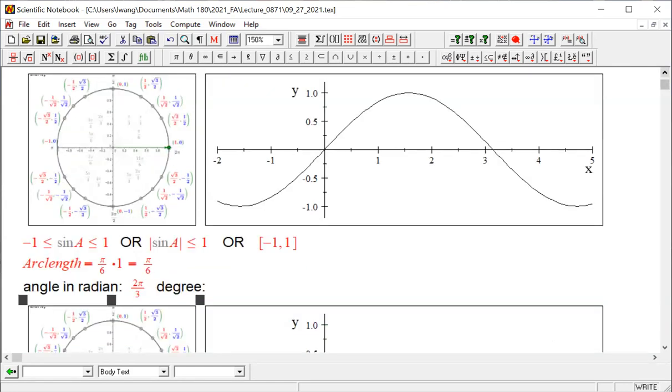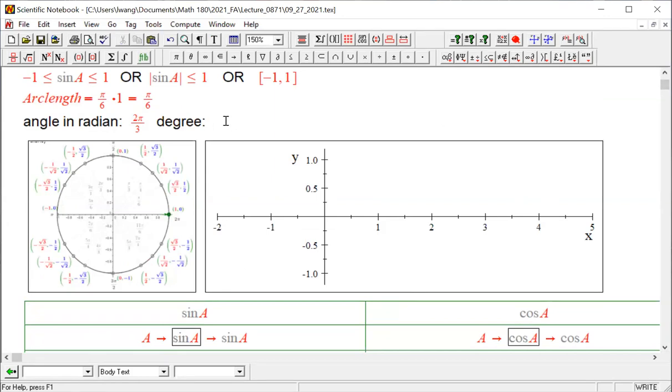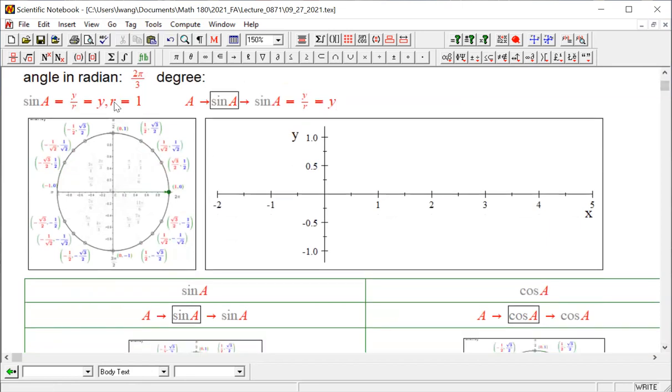So for cosine, the definition is just a slight change. But this change is pretty significant. It's a cosine of that angle. So now it's x over r. But because r equals 1, therefore it equals x. So this will be cosine of the angle, and this is x, and that is x, right?